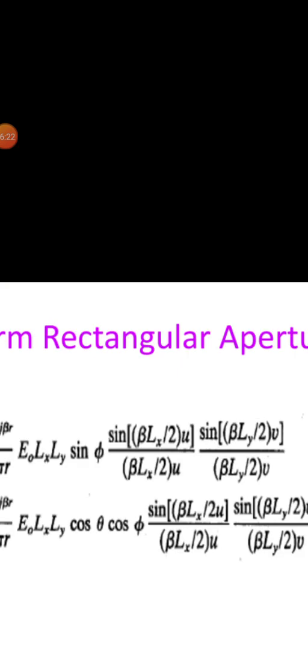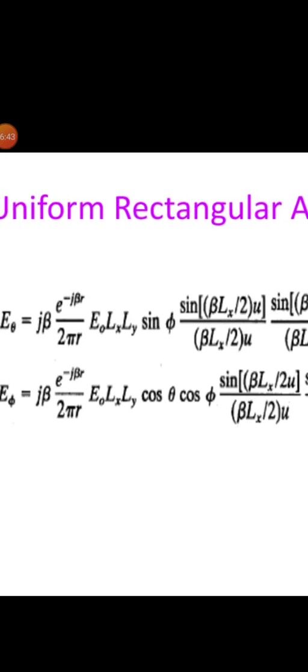So then E theta is given as j beta into e power minus j beta r by 2 pi r into E naught Lx Ly sine phi into sine of beta Lx by 2 into U by beta Lx by 2 into U, sine of beta Ly by 2 into V divided by beta Ly by 2 into V. Whereas E phi is given as j beta e power minus j beta r by 2 pi r, E naught Lx Ly cos theta cos phi into sine of beta Lx by 2u divided by beta Lx by 2u, into sine of beta Ly by 2v divided by beta Ly by 2v.